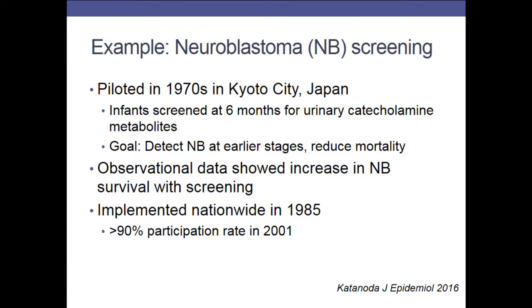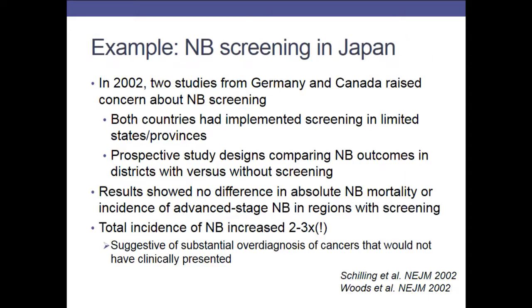One example comes from Japan and their experience with a national neuroblastoma screening program. This program was piloted in the 1970s in Kyoto City when they started screening infants at 6 months of age for urinary catecholamine metabolites with the goal of detecting neuroblastoma at earlier stages and reducing mortality. Earlier observational data showed that neuroblastoma survival was increasing with screening, and so it gained a lot of enthusiasm. The program was then implemented nationwide in 1985, and by 2001, there was an over 90% participation rate among pediatricians.